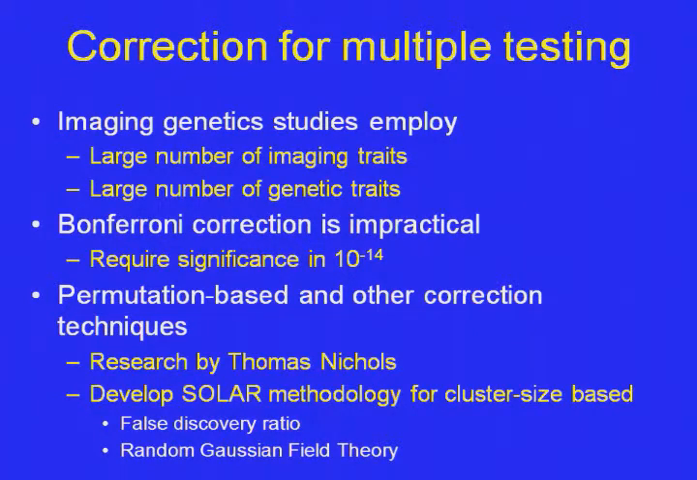So permutation-based and other correction techniques can be something that will help us in avoiding that ridiculous requirement. Tom Nichols has been working on it quite a bit, and he's now developing SOLAR methodology for cluster-based inferences, including false discovery rate and random Gaussian field theory.